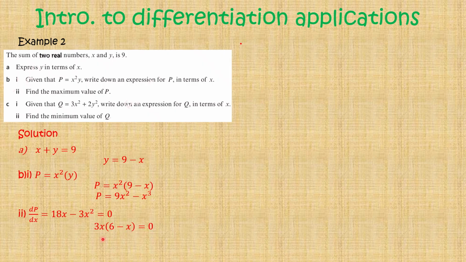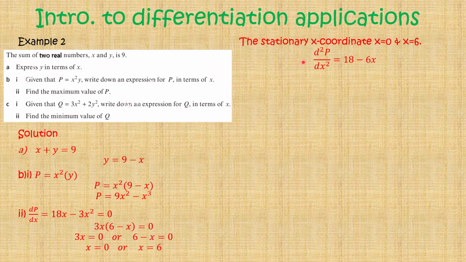Now, with that, we can actually factorize so that we have 3x times 6 minus x is equal to 0. Then, of course, setting each term to 0, we are going to get 3x is equal to 0, or 6 minus x is equal to 0. Then solving for x, we get x is equal to 0, or x is equal to 6. So the stationary x-coordinates are x is equal to 0 and x is equal to 6.